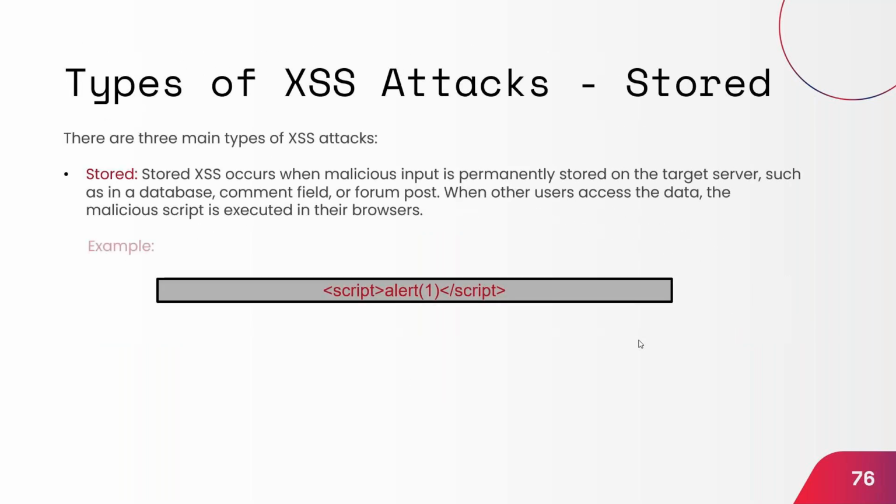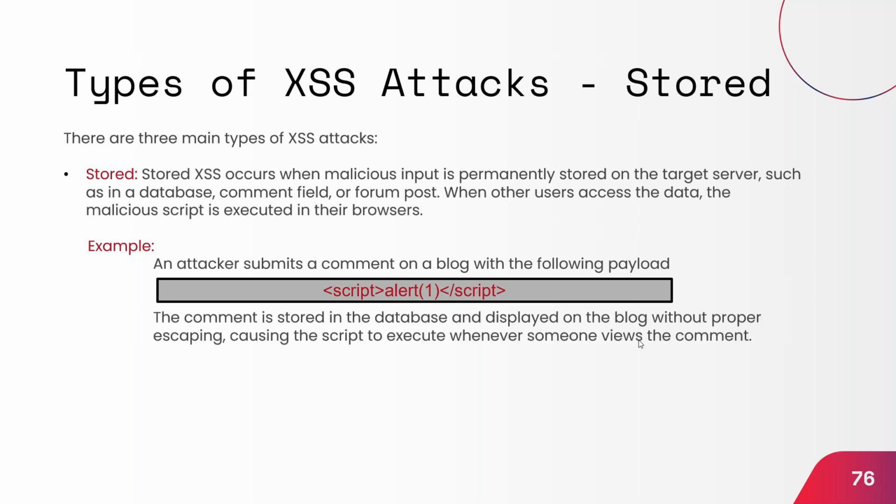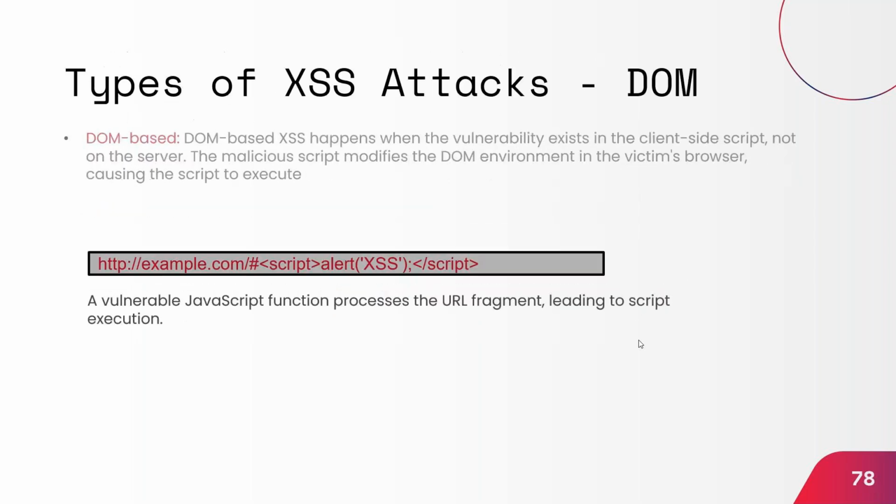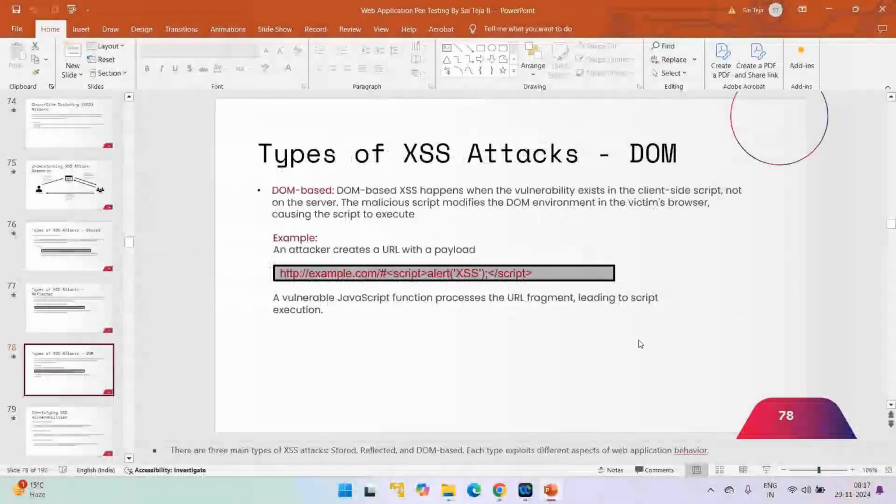Of course, there are three different types of cross-site scripting vulnerabilities. One is called reflected. Sorry, this is stored, and then we have reflected, and then we have DOM. So how do we first find it, and how do we decide which is reflected, which is stored, and which is DOM?